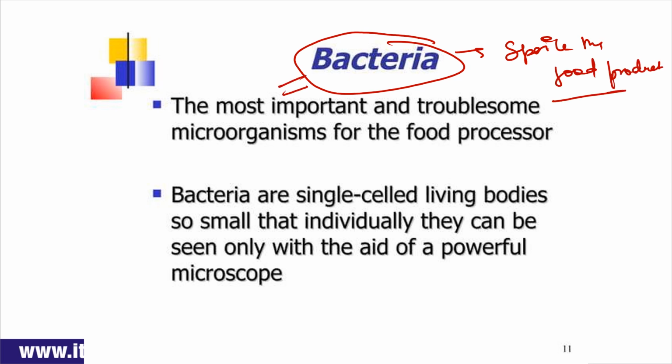So this is a big concern for a food processor, who has to eliminate the bacteria from the food product. Now, bacteria are what? Bacteria are single-cell living bodies, so small that individually they can be seen only with the aid of a powerful microscope. They are very small and cannot be seen by the naked eye. To see these bacteria, we have to use a powerful microscope so that they can be visible.